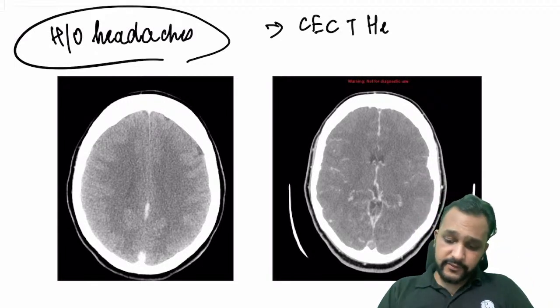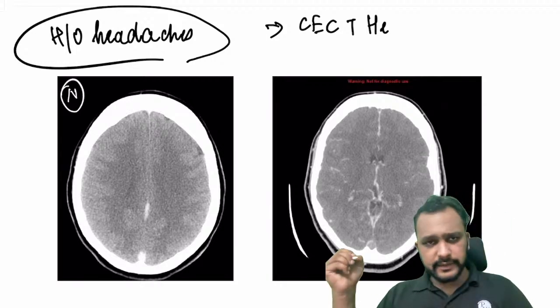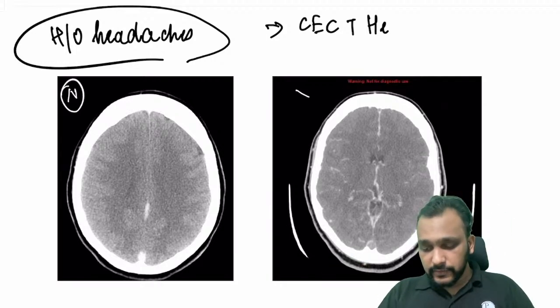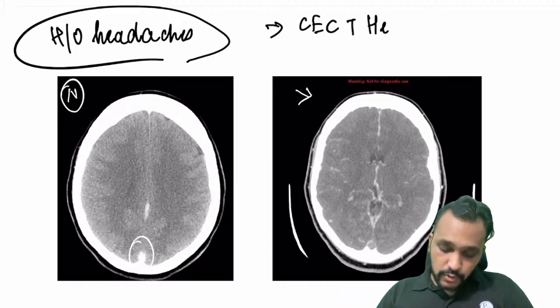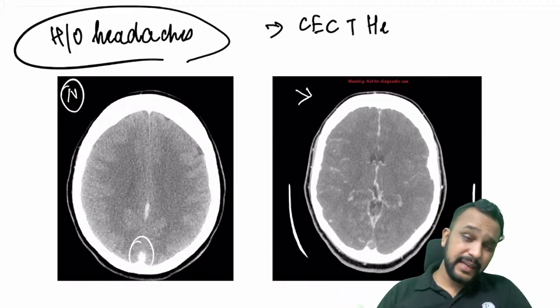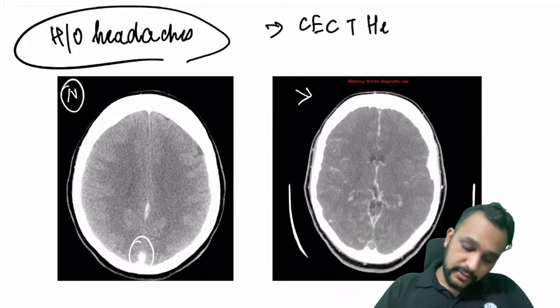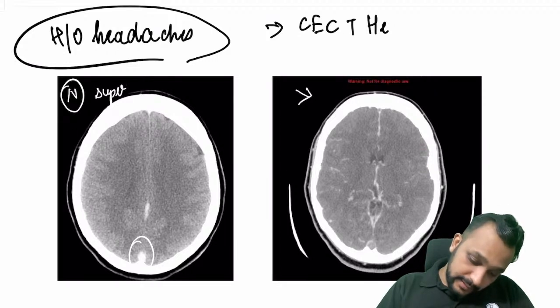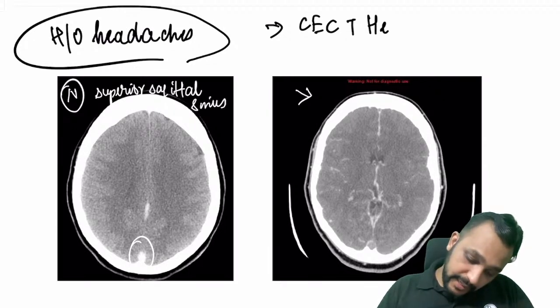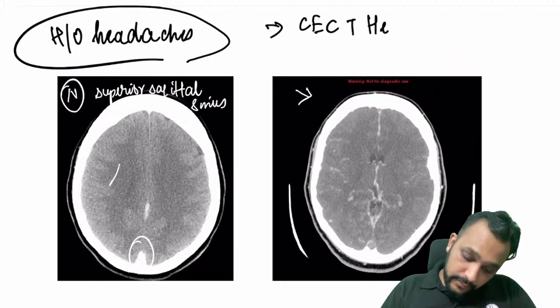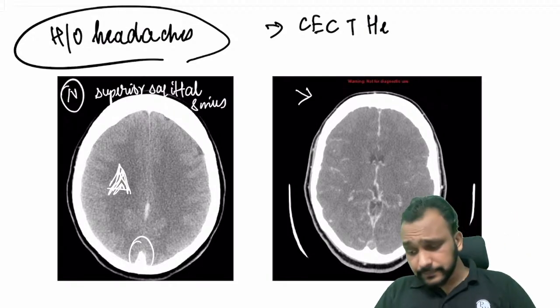right? The first image is a normal CECT head, and this one will have some findings. Let me show you what this structure is. There is an enhancing structure in the posterior aspect in the midline. This structure is the superior sagittal sinus. Because blood is traveling in it, the superior sagittal sinus will appear bright, and it is going to take a triangular or delta shape, right?